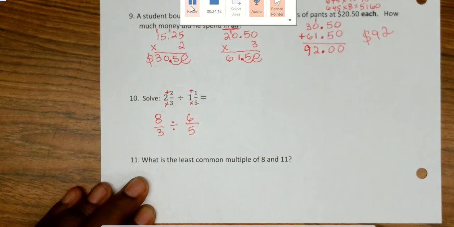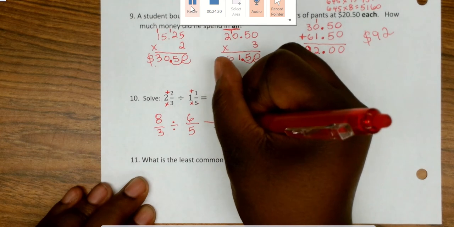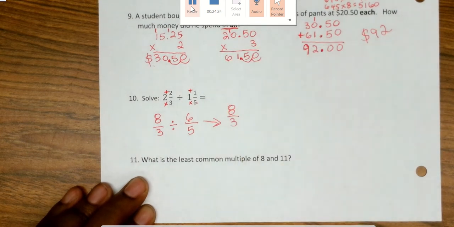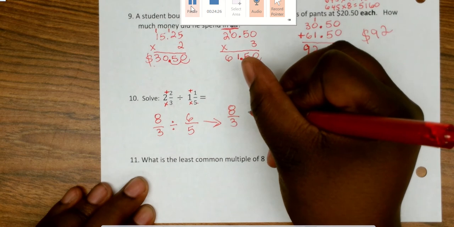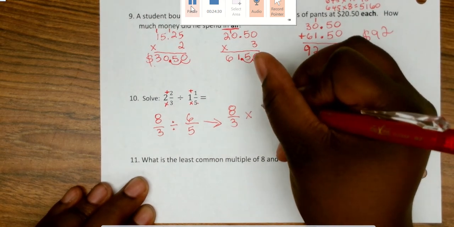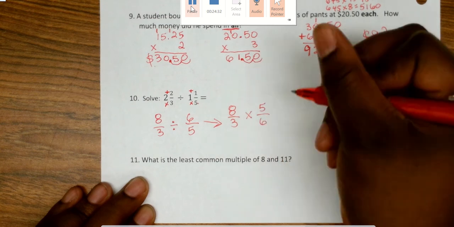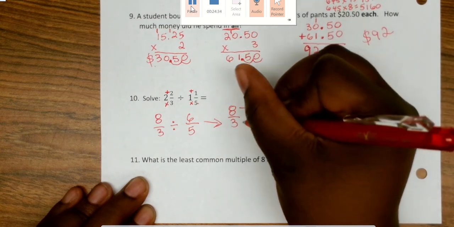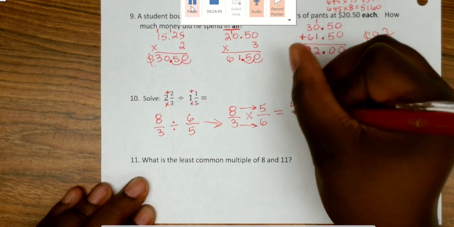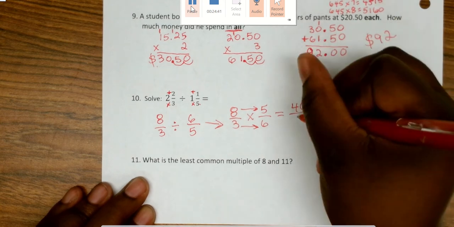Okay, so now that we have that all settled, we can do our keep, change, flip. So I'm going to keep my first fraction. Then I'm going to change my operation, and then I'm going to flip my second fraction. Now I multiply straight across. 8 times 5 is 40. Then 3 times 6 is 18.